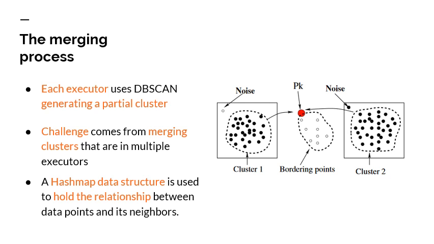So, a new approach was taken by using a HashMap data structure in order to hold the relationship between data points and their neighbors. There are three main benefits of using this. One of them is that it becomes possible to merge partial clusters without communication with other executors. Another is that the search operation on a HashMap takes about O(1) to be done. This data structure is also very effective in terms of storage space.